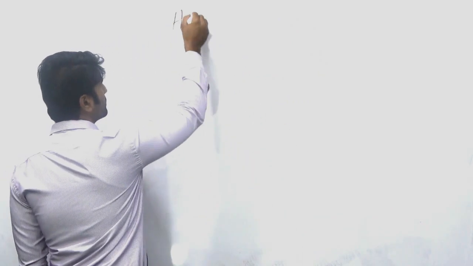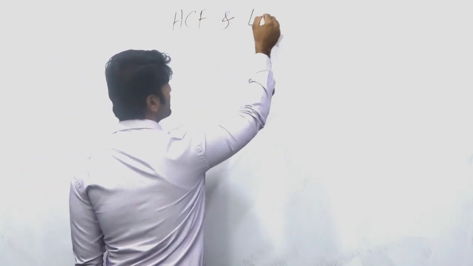To discuss HCF and LCM. HCF means highest common factor and LCM means least common multiple. This is the second chapter of our first unit. In the first chapter we discussed the number system, and now the second chapter is HCF and LCM.